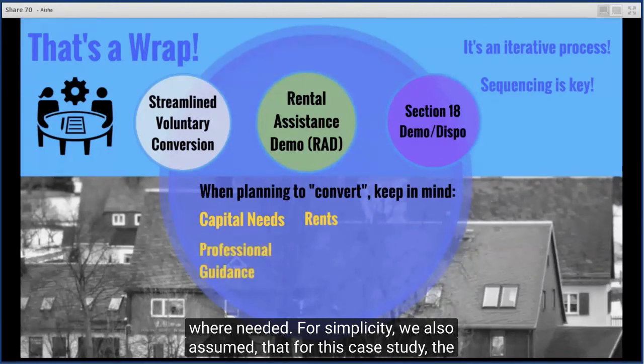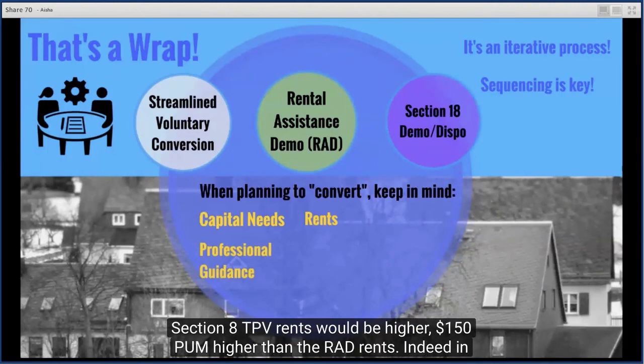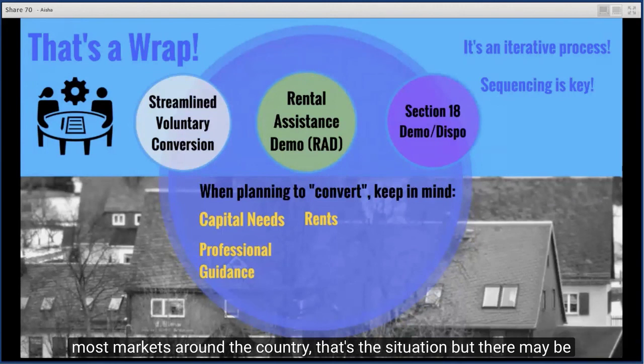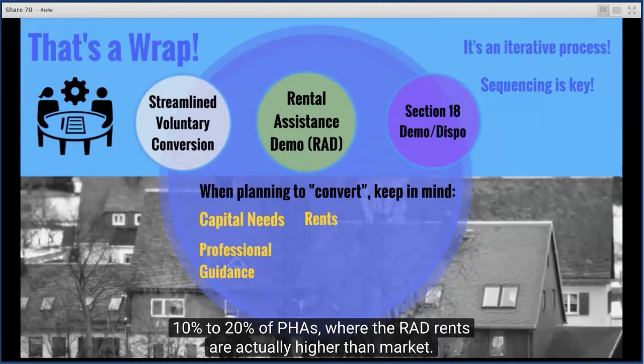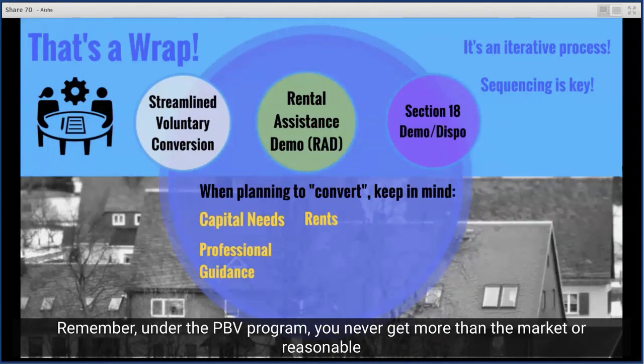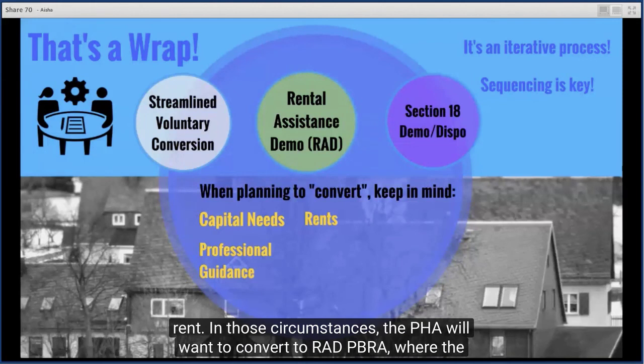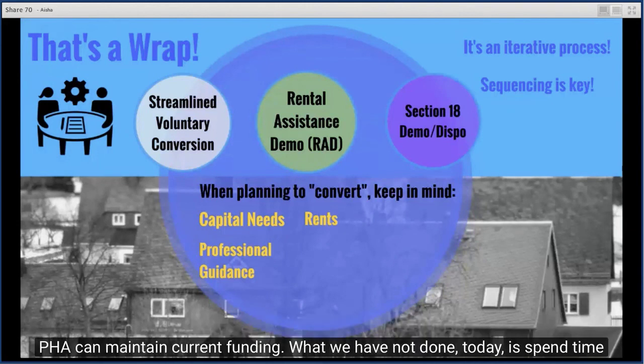For simplicity, we also assumed for this case study that the Section 8 TPV rents would be higher, $150 PUM higher than the RAD rents. Indeed, in most markets around the country, that's the situation, but there are maybe 10 to 20% of PHAs where the RAD rents are actually higher than market. Remember, under the PBV program, you never get more than the market or reasonable rent. In those circumstances, the PHA will want to convert to RAD PBRA, where the PHA can maintain current funding.